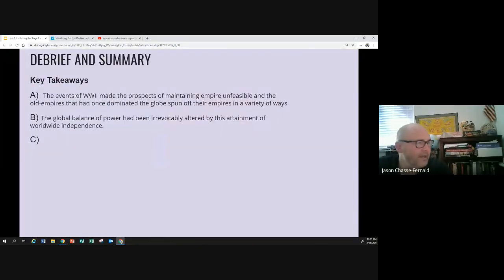All right, so some key takeaways here. The events of World War II make the prospects of maintaining empire unfeasible, and the old empires that had once dominated the globe spun off their empires in a variety of ways. And of course, the global balance of power had irrevocably altered by this attainment of worldwide independence. It was a different world.